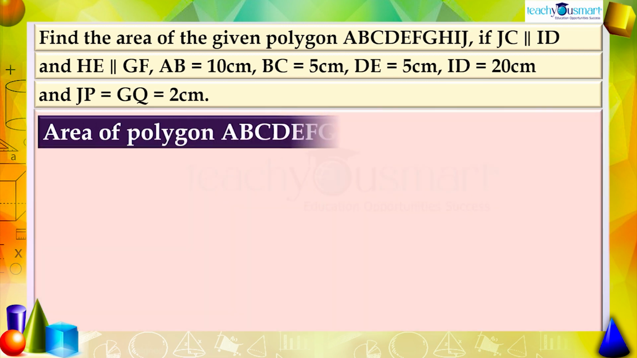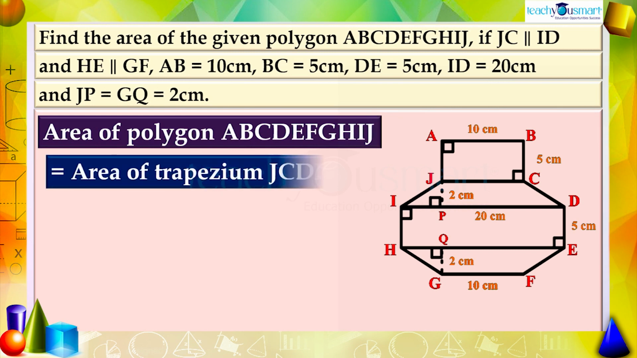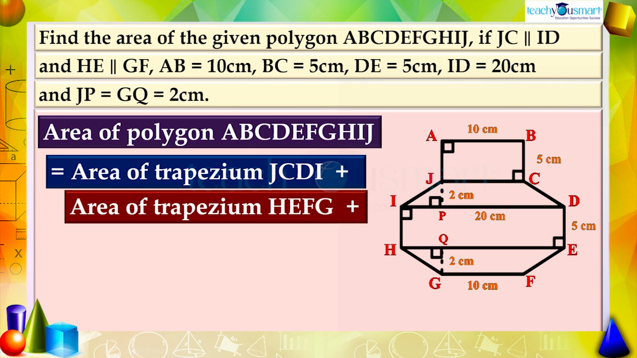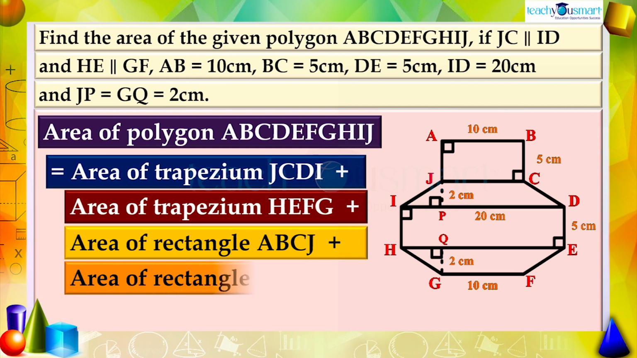Then the area of the polygon ABCDEFGHIJ is the sum of the areas of trapeziums JCDI and HEFG and rectangles ABCJ and IDEH.